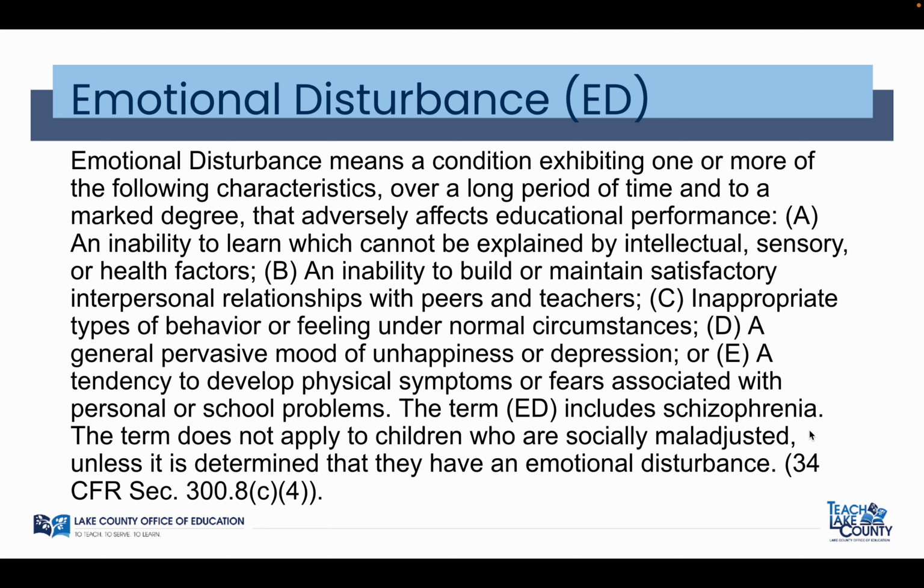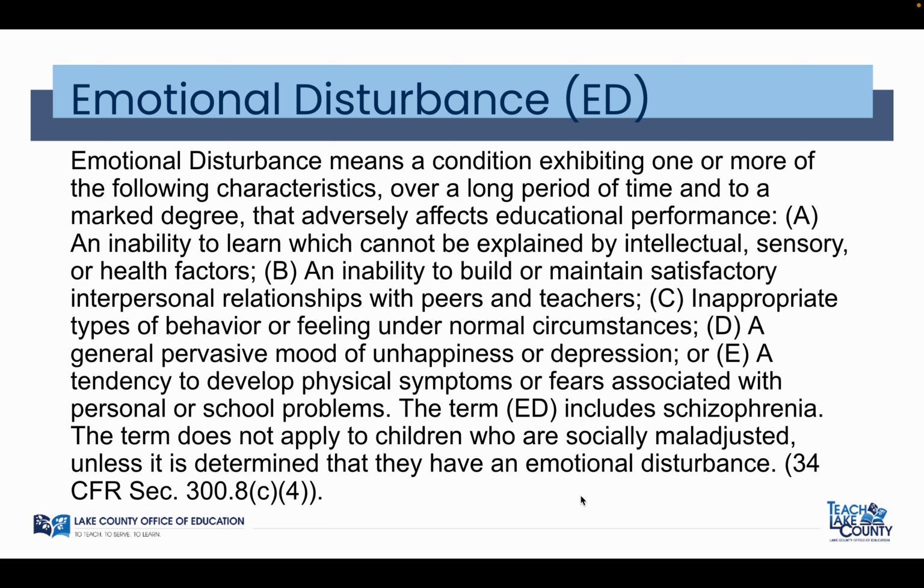Again, lots of different legalese there in regards to that. Socially maladjusted. A person can be socially maladjusted but not have an emotional disturbance is what they're trying to say there. Their social maladjustment might be very easily changed with enough practice. So when I say easily, maybe within a month or two, the person realizes, oh, that's not an appropriate thing for me to be doing, and they change the behavior.